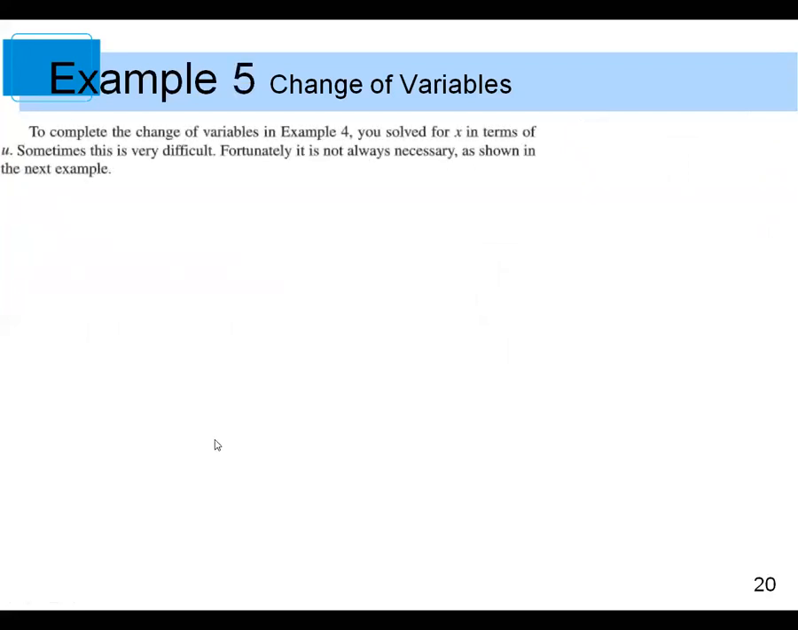So to complete the change of variables in example 4, you solve for x in terms of u. Sometimes it's very difficult. Fortunately, it's not always necessary, as in this example. So find the integral of x times the square root of x squared minus 1. Now this one is very similar, but it's a little different. It's not 2x minus 1, it's x squared minus 1.